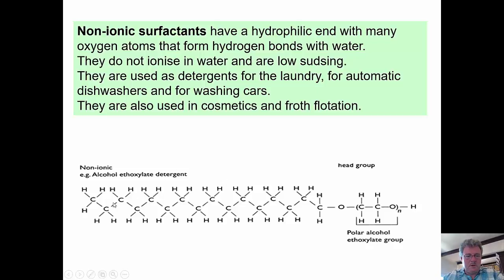And you can see the diagram here. Non-ionic end, the polar alcohol group, so it's alcohol ethoxylate, lots of oxygens attached. Okay, lots of places where the hydrogen from the water can attach to a bond to. Here you can see this end is non-ionic, and that's our end that would dissolve in the detergents.